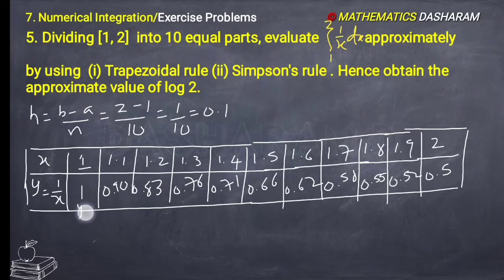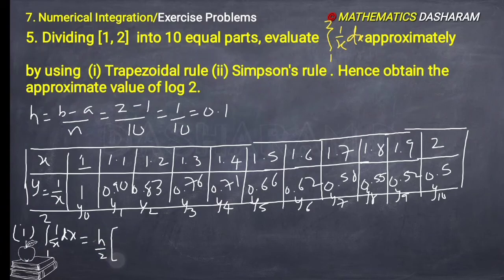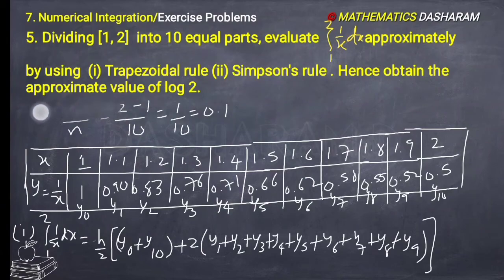Let's consider these as y0, y1, y2, y3. The first one is the trapezoidal rule. First answer: the integral from 1 to 2 of 1 by x dx equals h by 2 times the bracket of y0 plus y10 plus 2 times the sum of the remaining ordinates. So in this, substitute the values.